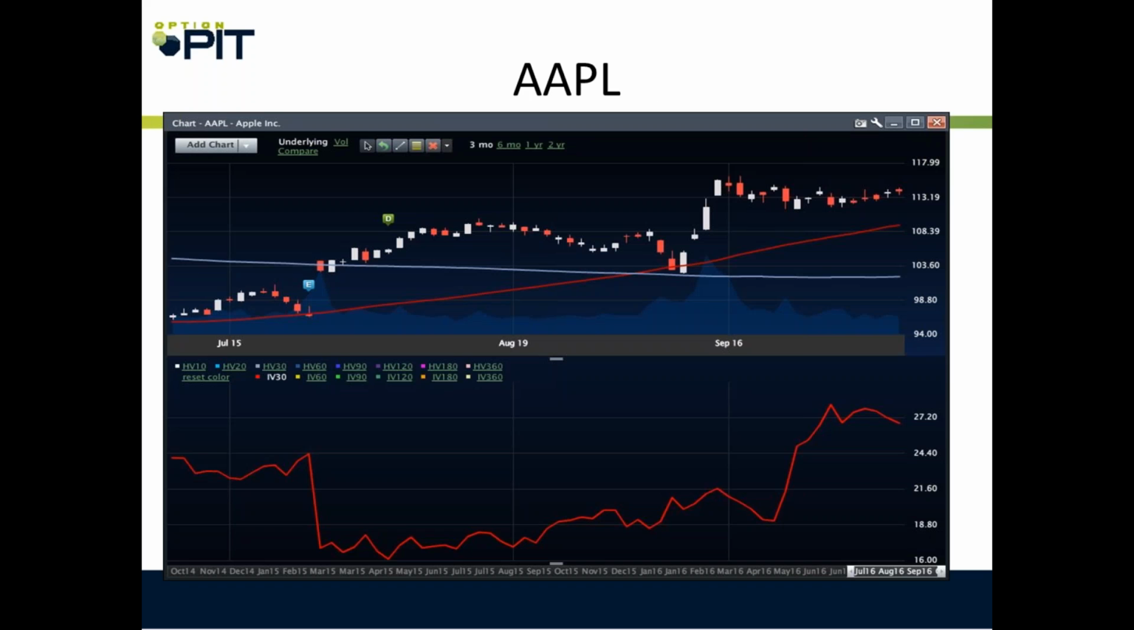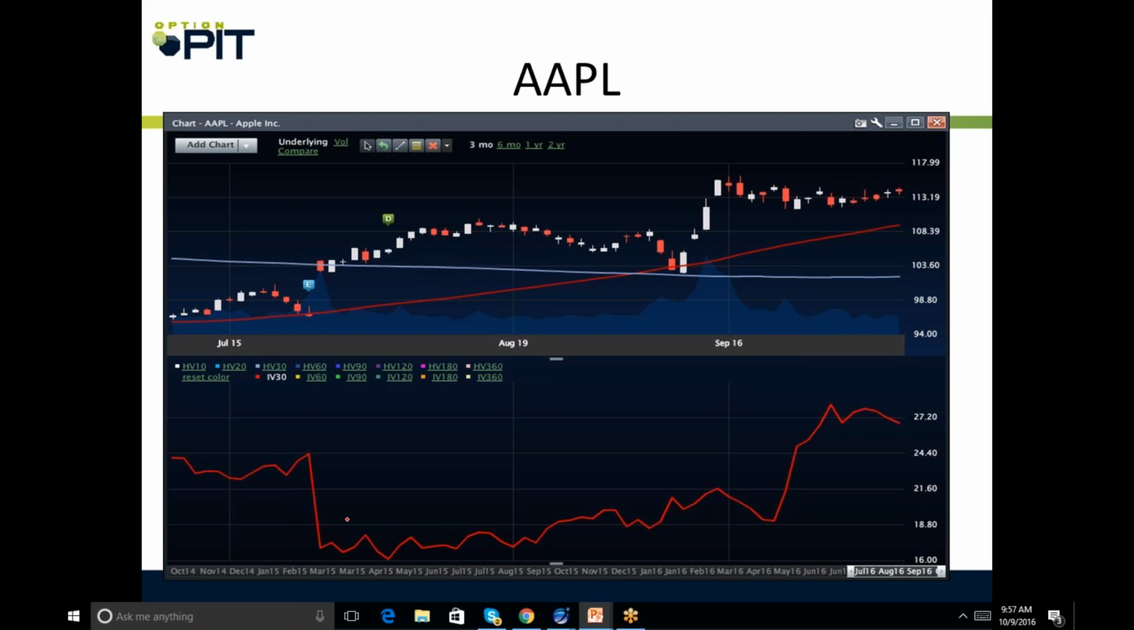So here is a chart of Apple. And what I want to point out is that there are some times where the implied volatility is really low and it maybe makes sense to buy calls. And there are times where implied volatility is high and it makes sense to sell puts. So this red line represents implied volatility.